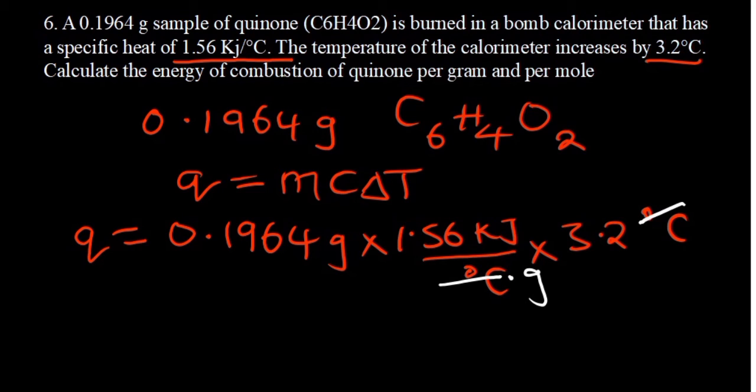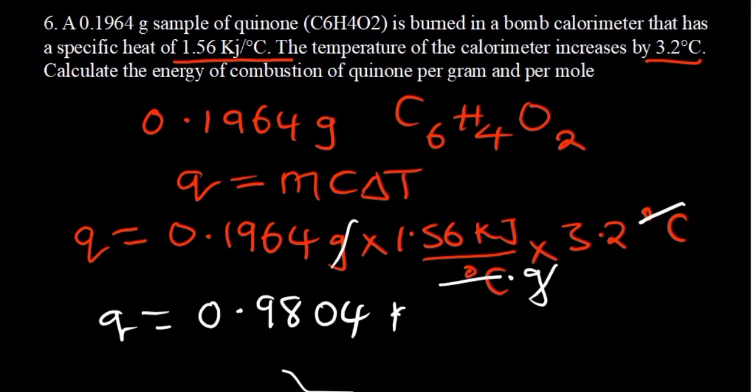So what do we do now? We need to get our calculator and punch that in: 0.1964 multiplied by 1.56 multiplied by 3.2. What we have is our Q in kilojoules. So our Q is 0.9804 kilojoules.